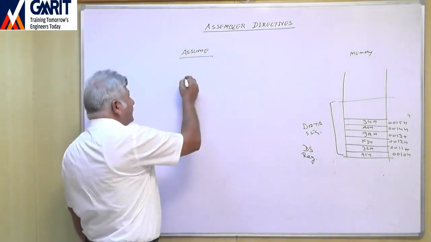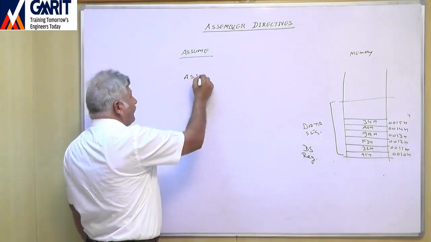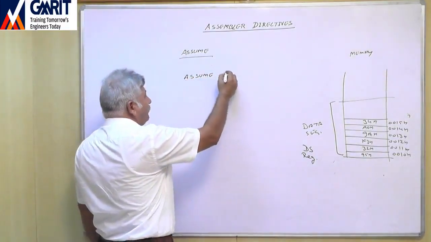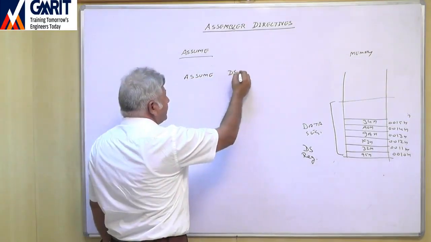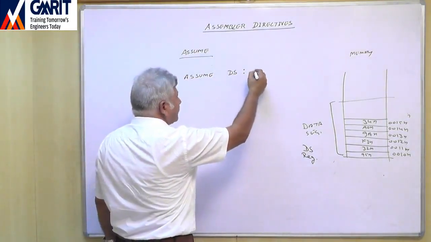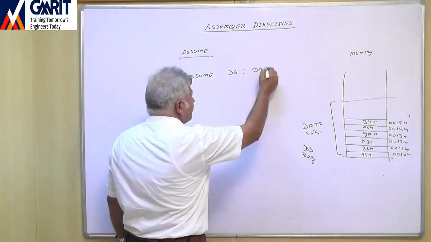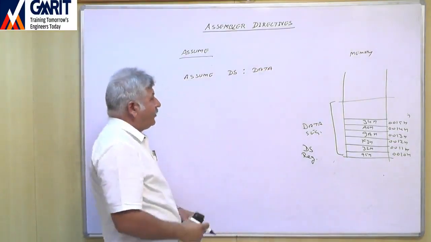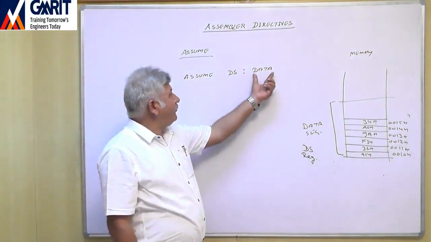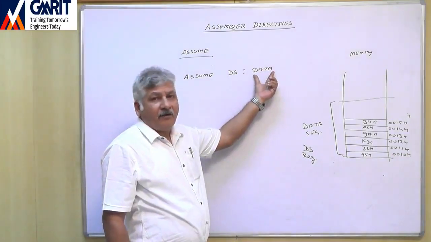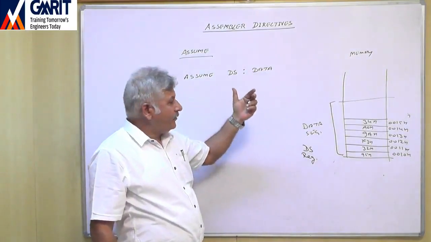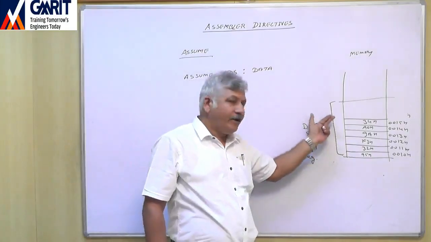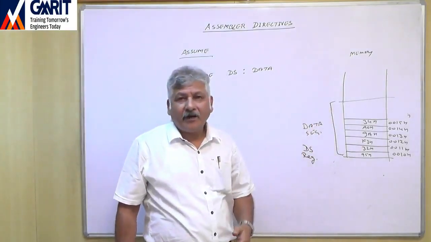So the syntax for this is assume ds colon, and give some name. Suppose I have given the name data. So whenever in our program I use this word data, then automatically the memory for my data segment will be allocated by the assembler.